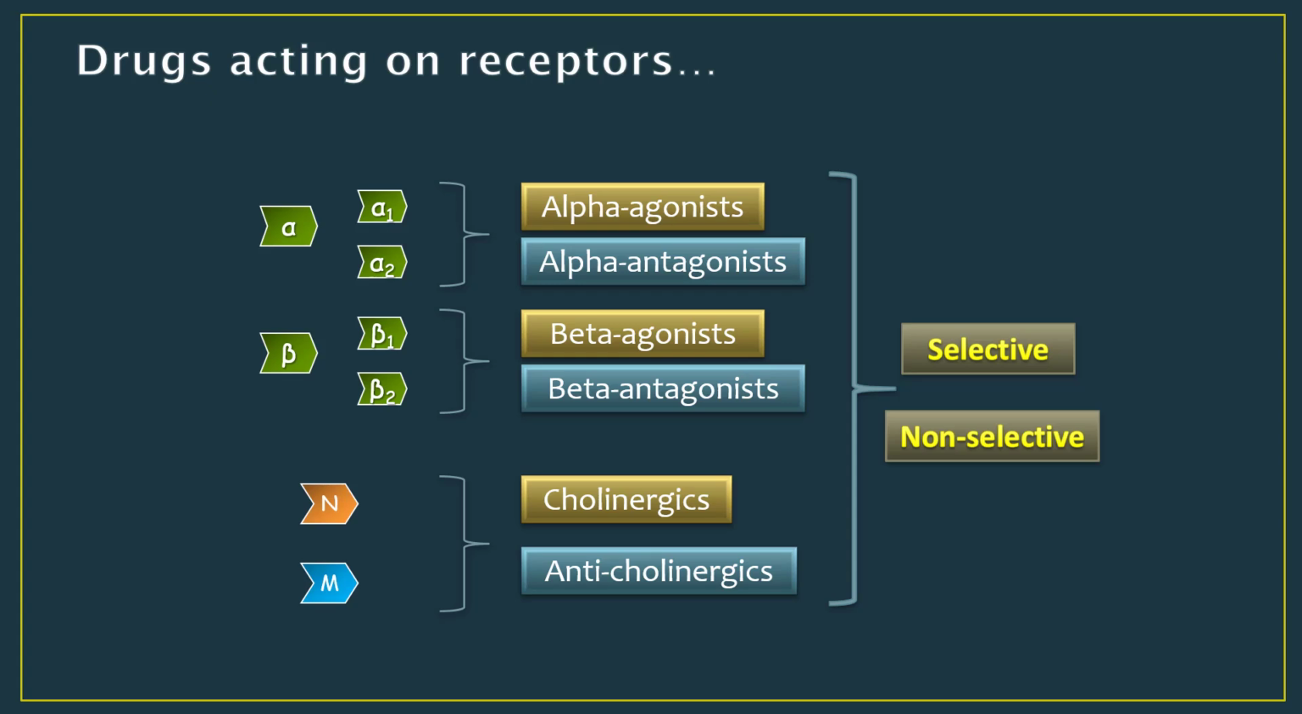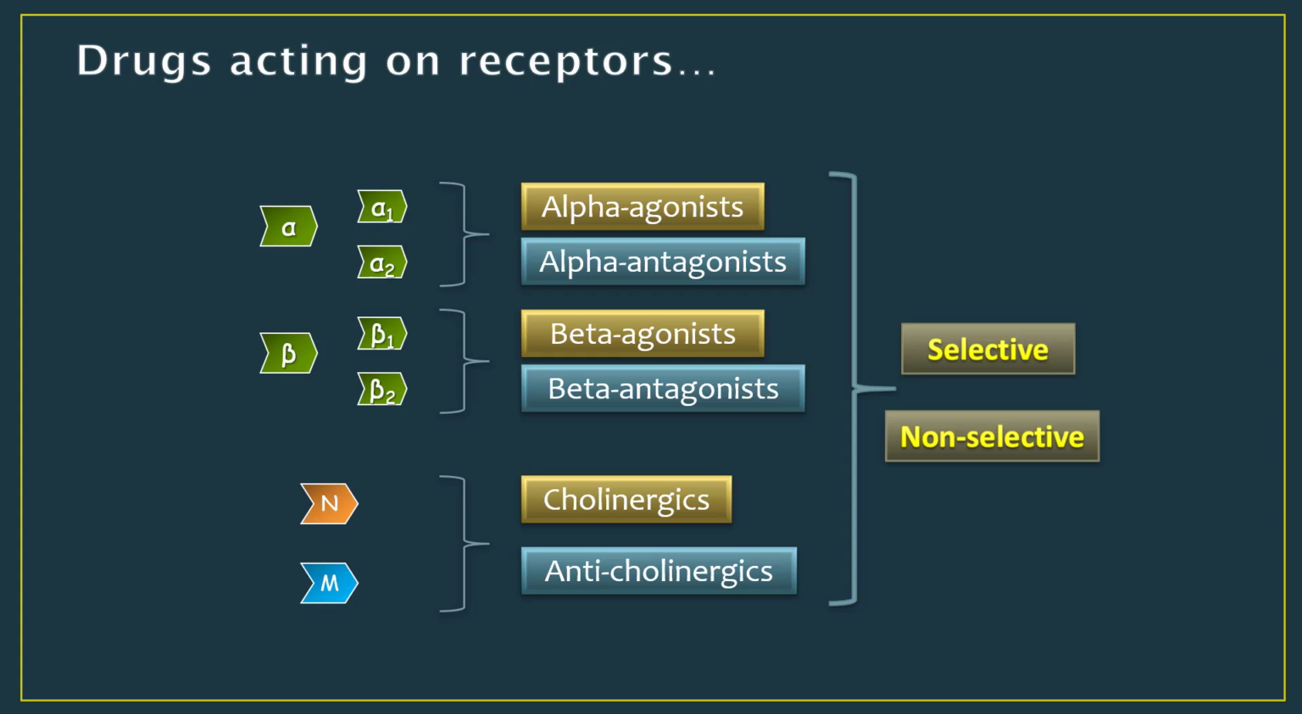Now you can have either selective drugs or non-selective drugs. What I mean by this is you could have an alpha agonist which stimulates both alpha 1 and alpha 2. We will call it a non-selective alpha agonist. Or you could have an alpha agonist that only stimulates alpha 1. We will call that a selective alpha 1 agonist. I hope it makes sense.